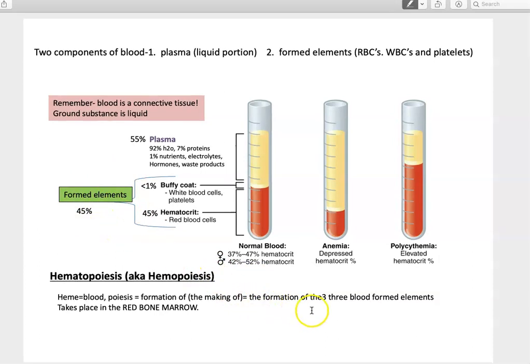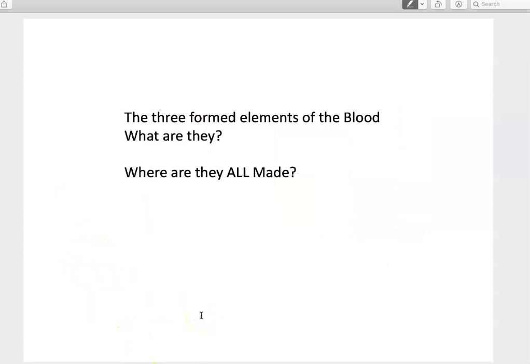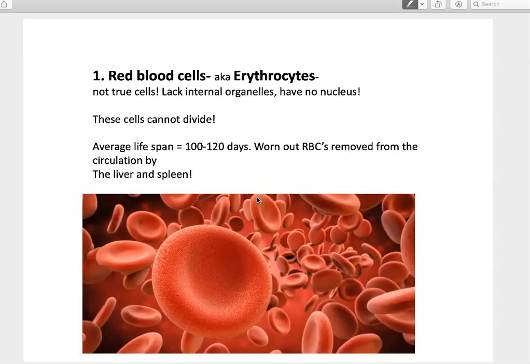All three of these are made where? In the red bone marrow. Red bone marrow, all three formed elements are formed in the red bone marrow. So just to go over this, what are the three formed elements in the blood? Red blood cells, white blood cells, and platelets. Where are they all made? In the red marrow of the bone.